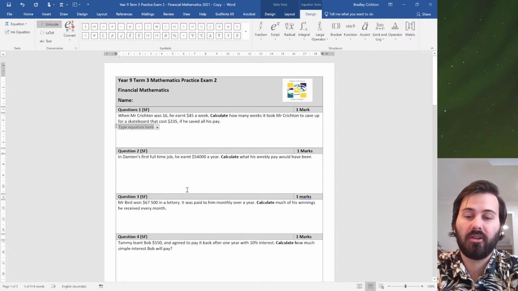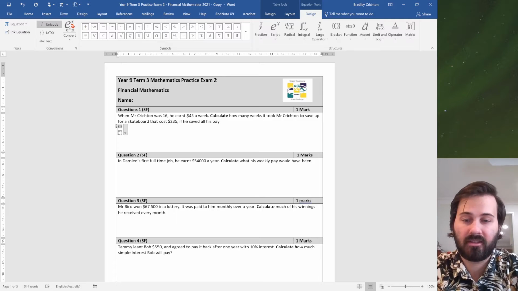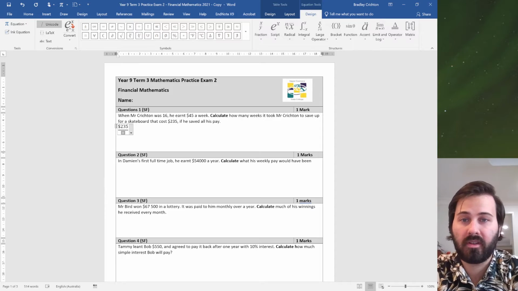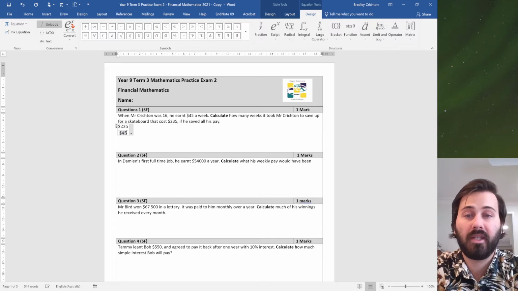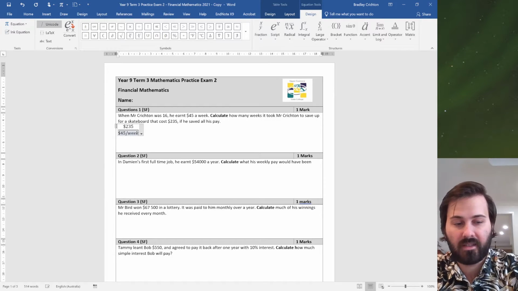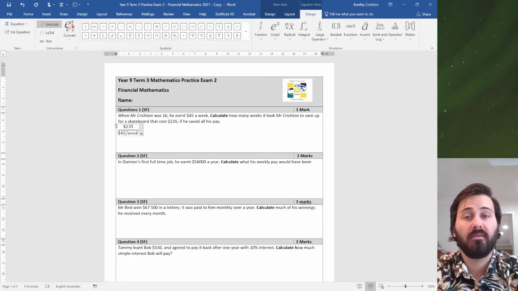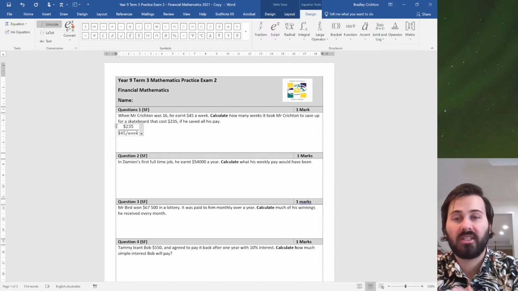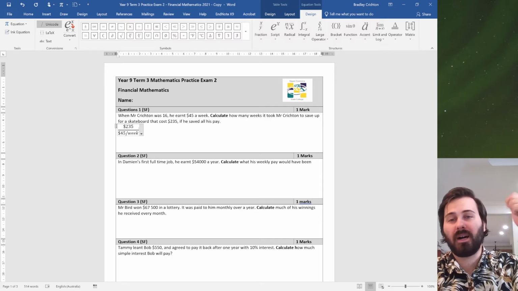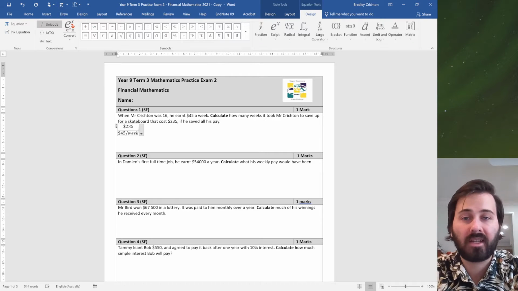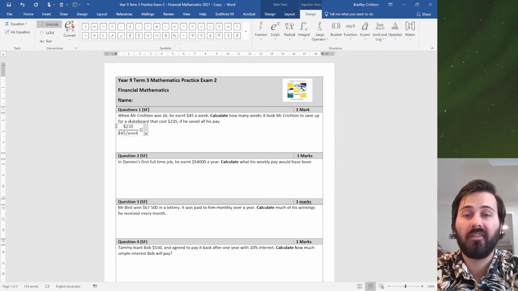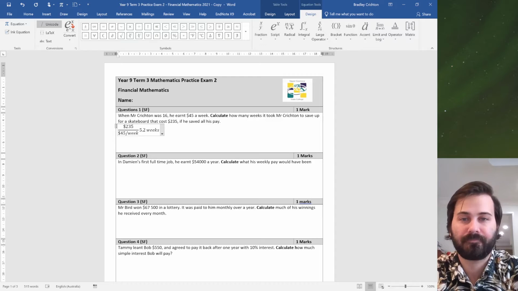Okay, so we know that there is $235 saved up, well, that's how much it cost for the skateboard, and we saved up $45 per week. Now, when we divide by another value, such as $45 per week, it ends up on the denominator. So we can put this into our calculator. 235 divided by 45 gives us 5.2 weeks. And that's it.